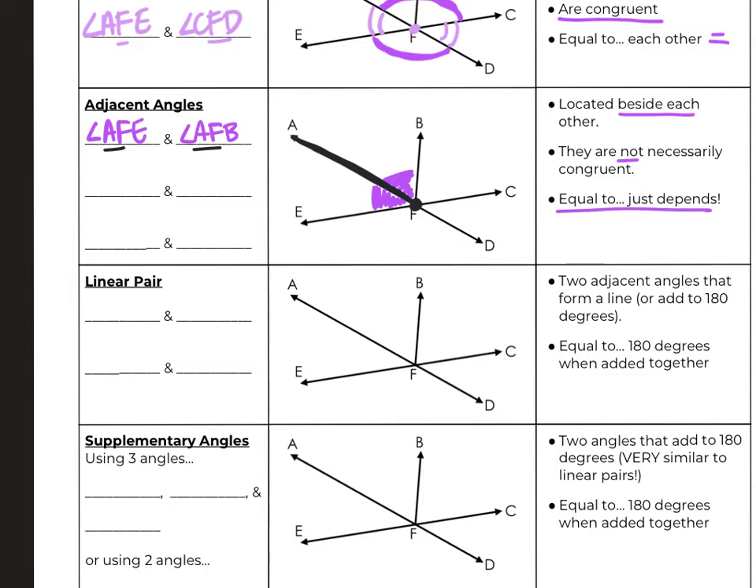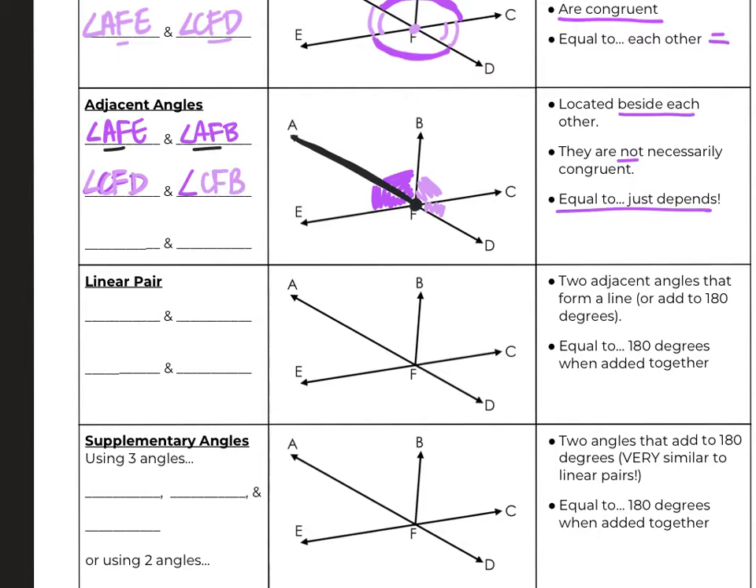Okay, I could also do angle, let's see, CFD. So why don't you take a minute and see if you can name the angle that will be adjacent to CFD. Okay, so you actually had two options with CFD. You could have done BFC, or I'm going to call that CFB actually.